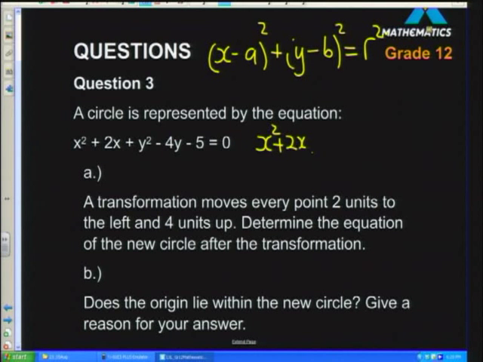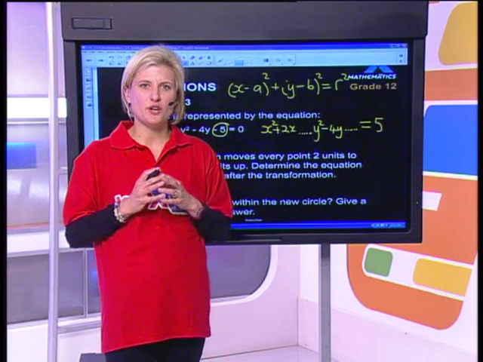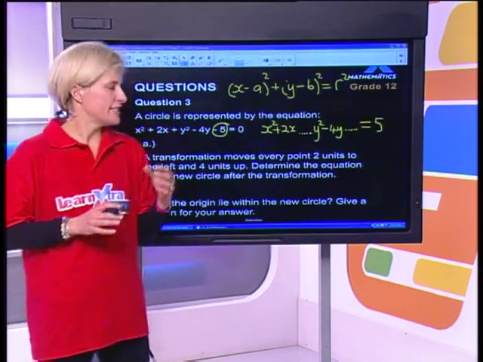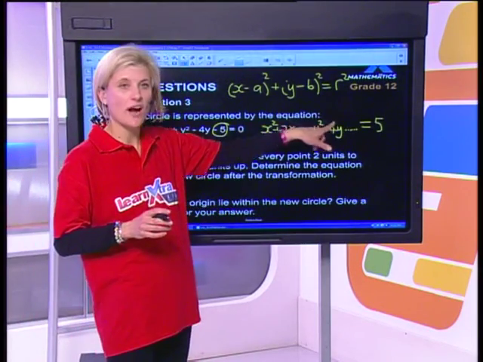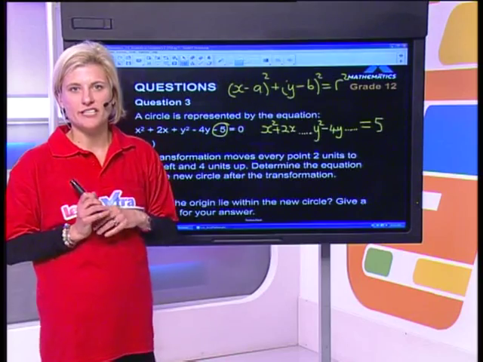and then I'm going to leave a little space. Then I'm going to carry on with the y's, and I'm going to write y squared minus 4y. Again, I'm going to leave a little space, and I'm going to take my constant to the other side, and of course the minus 5 now becomes 5. So that would be your first step in getting the equation of your circle into standard form: just rearrange it, the x's together, the y's together, and take the constant to the other side.